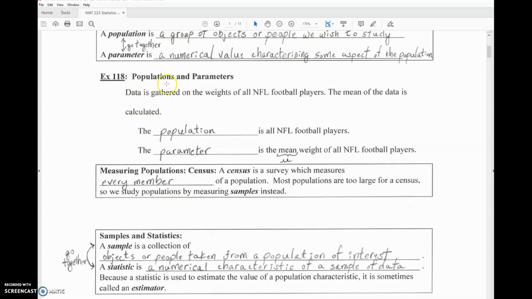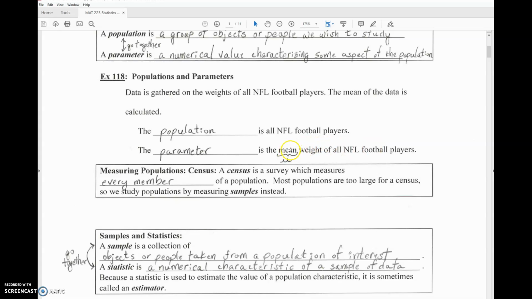Okay, in example 118, I want to talk about populations and parameters. Let's just say that data is gathered on the weights of all NFL football players. The mean of the data is calculated. So the population that we're studying is all NFL football players. Since that's not a large group of people, we're actually able to study all of them. And the parameter that we're studying is the mean weight of all NFL football players.